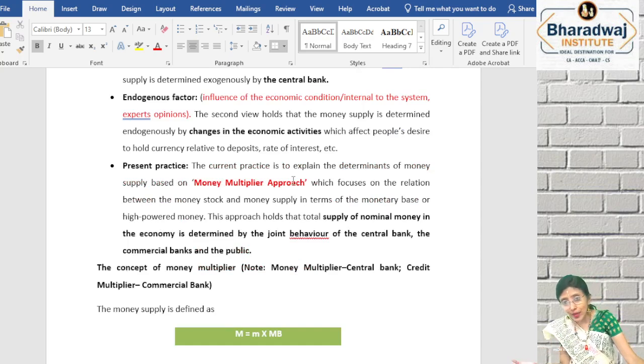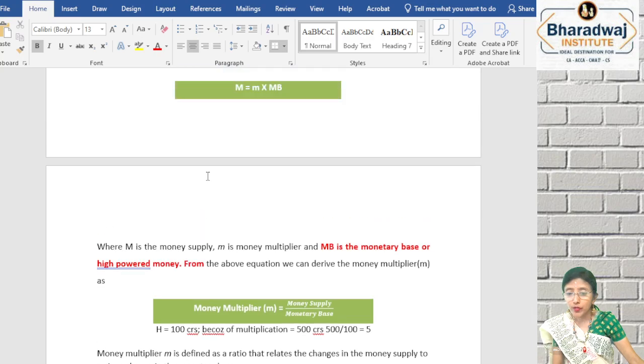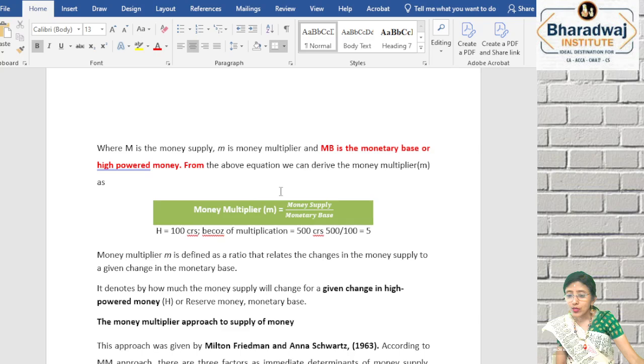Behavior by the central bank, behavior by the commercial banks, behavior by the public. All two to three together. You have this money multiplier approach in monetary language. And look at the formula for money multiplier. Money multiplier is equal to money supply by monetary base. And this monetary base is your high powered money, H. Okay. And when you multiply M into monetary base, you get money supply in the country. Are you clear? This one. Okay. So this is where, we saw in the class itself with the example.